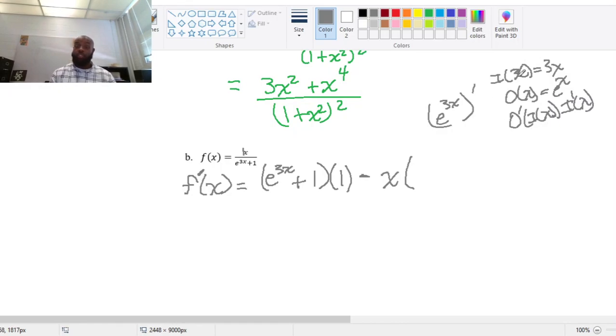Remember, we want to do outside prime of inside of x times inside prime of x. And so its derivative is the outside function's derivative. Well, the derivative of e to the x is e to the x, but I've got to put the inside function. So it's going to be e to the 3x, and I've got to multiply it by the derivative of the inside function, which is 3. So I've done the bottom function times the derivative of the top minus the top function times the derivative of the bottom, all over my bottom function squared.